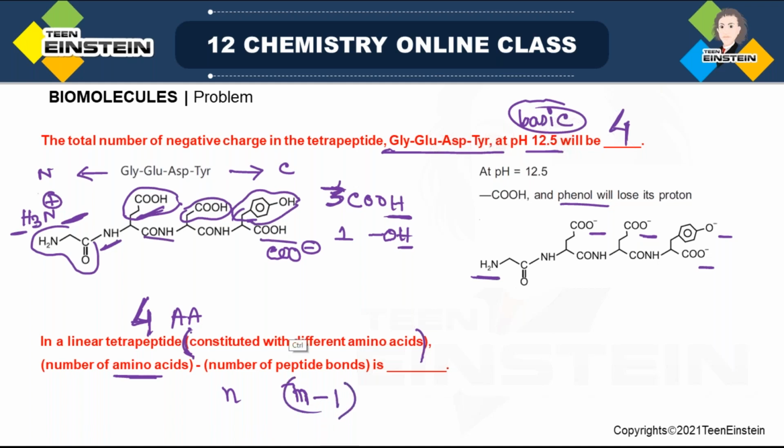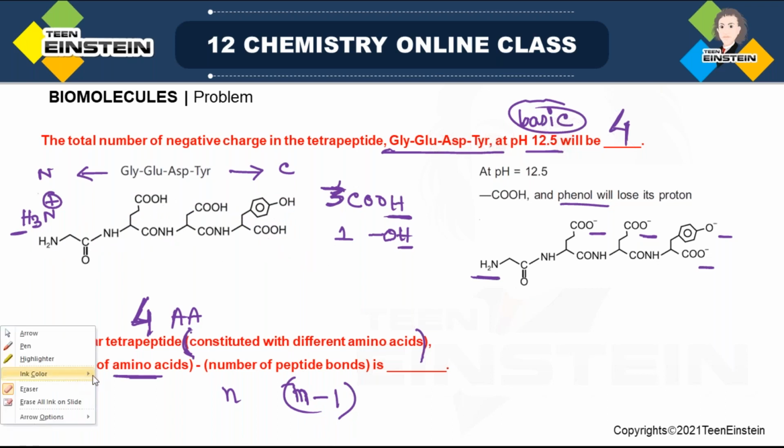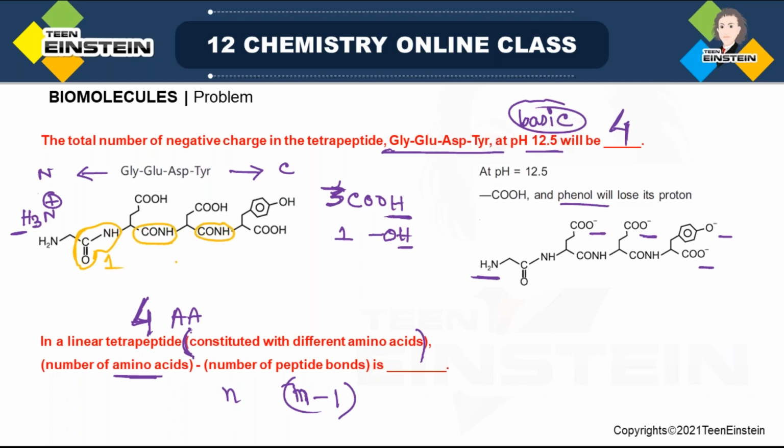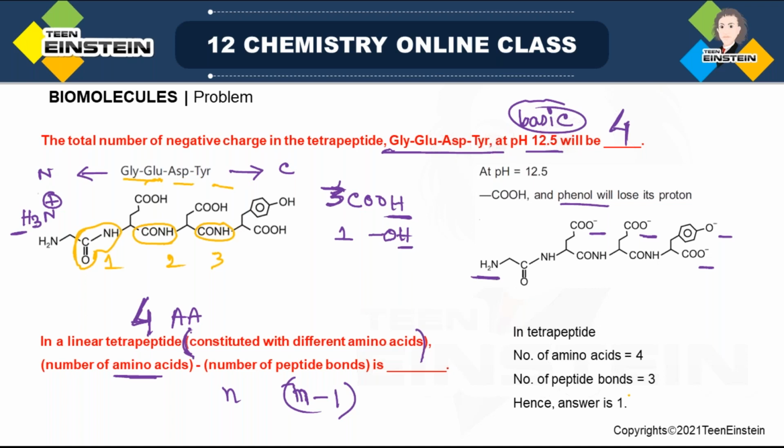You can also consider the previous structure where all 4 amino acids are different. In this case also, if I highlight the peptide part, that is the peptide bond. This is the first peptide bond, this is the second one, this is the third one. So total how many? 1, 2, 3. But the number of amino acids is total 4. So this is a particular example. Here the answer will be 4 minus 3, that means it will be 1. So this is 4, this is 3, and 4 minus 3 is 1. Okay, so this is the answer.